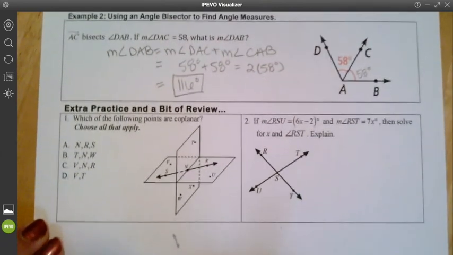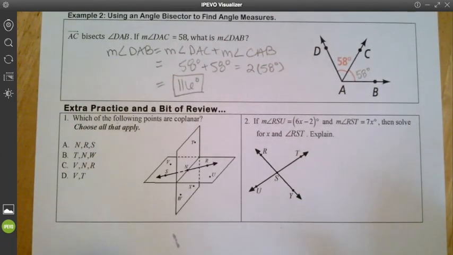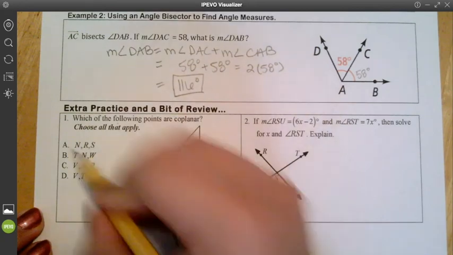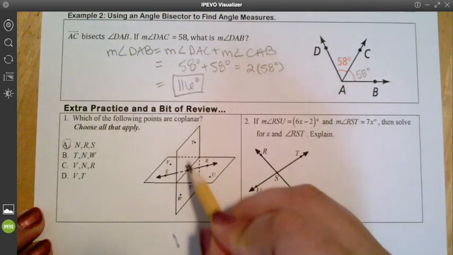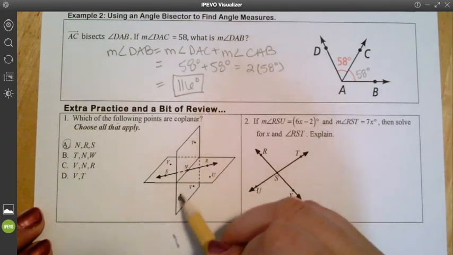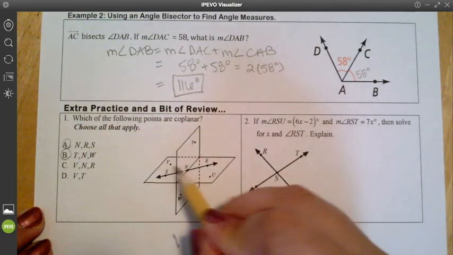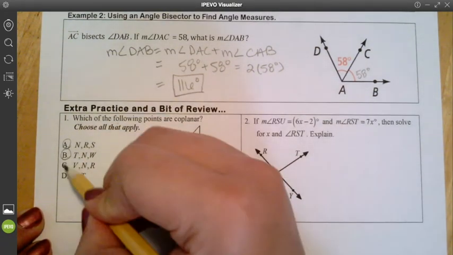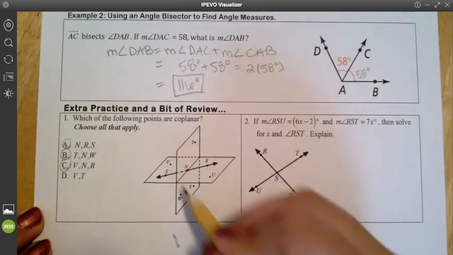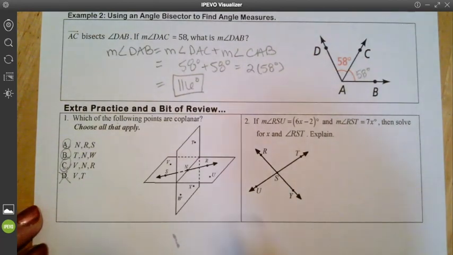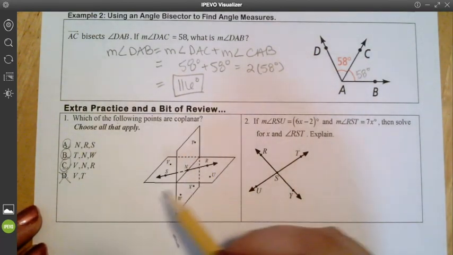Okay, so let's look back at some of these things that we've talked about. Which of the following points are coplanar? Coplanar means in the same plane. So N, R, S, yes. T, N, W, sure, it's in the vertical plane together. V, N, R, yes. V, T, no. So when I'm asking if they're coplanar, I mean if they're coplanar on the given planes.